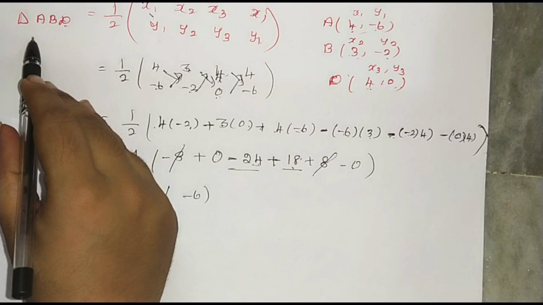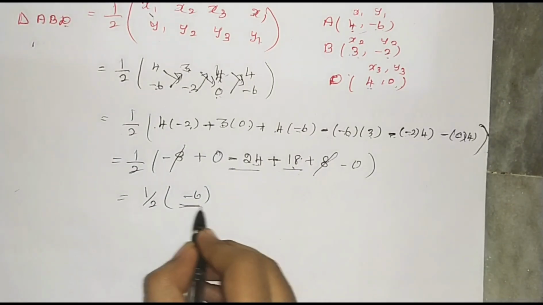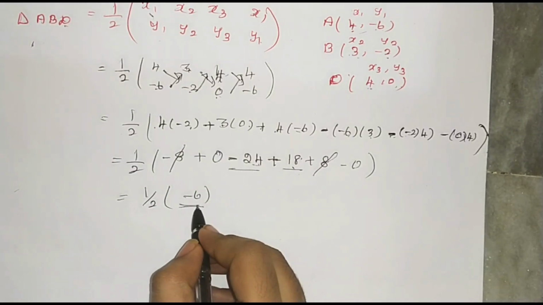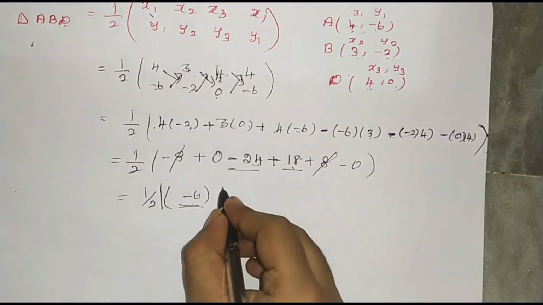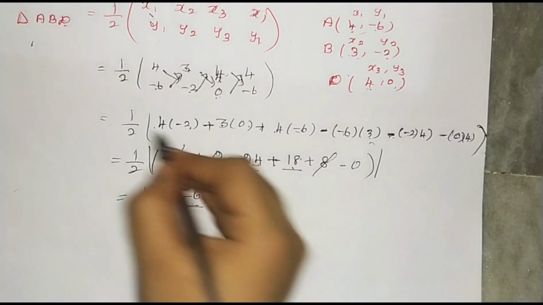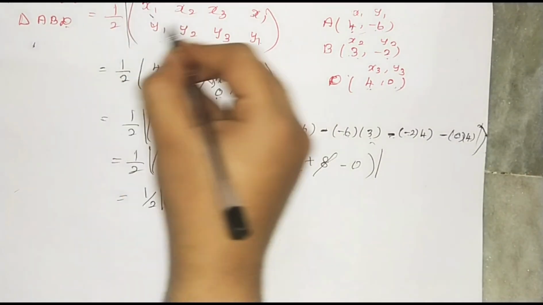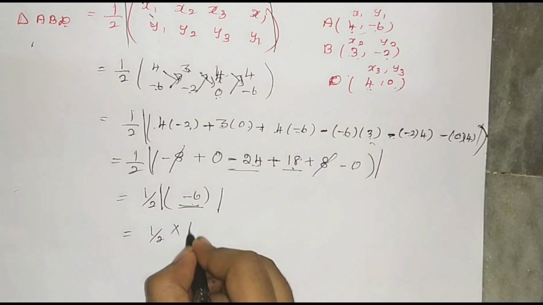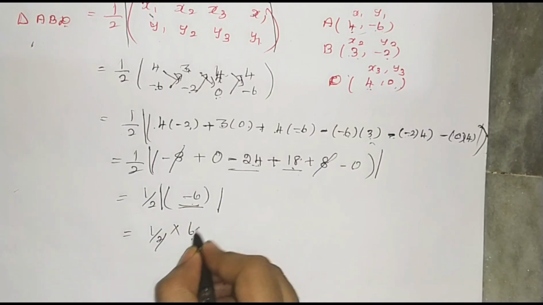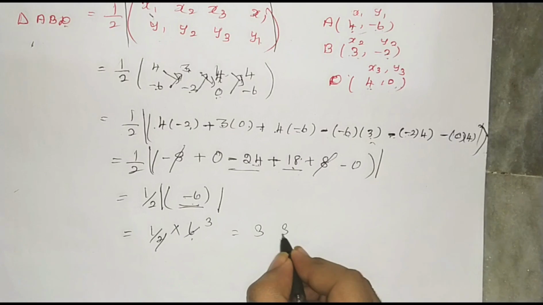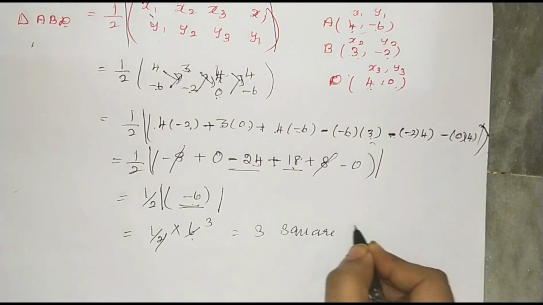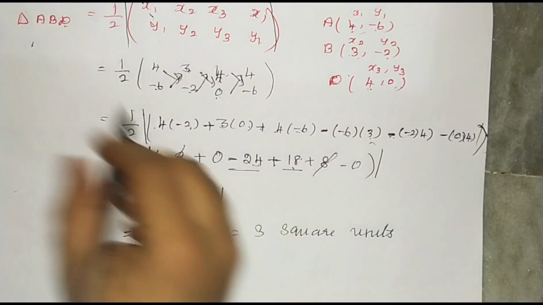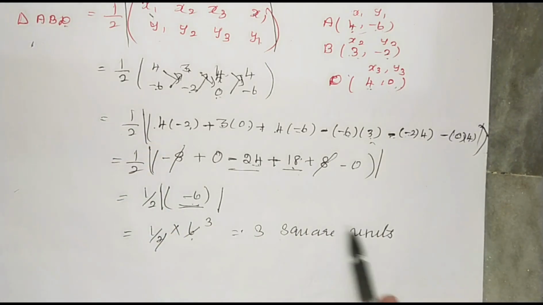I already told you, area of a triangle means the answer must come positive. If it is coming negative, we write the modulus sign instead of the bracket. So 1 divided by 2, modulus of minus 6, we can write 6. 2 threes, if you cancel, you will get 3 square units. So the area of triangle ABD we found is 3 square units. Similarly we can find the area of the other triangle also.